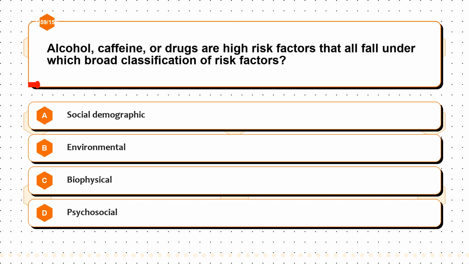Question 59. Alcohol, caffeine, or drugs are high risk factors that all fall under which broad classification of risk factors? Here are the options. Option A. Social demographic. Option B. Environmental. Option C. Biophysical. Option D. Psychosocial.